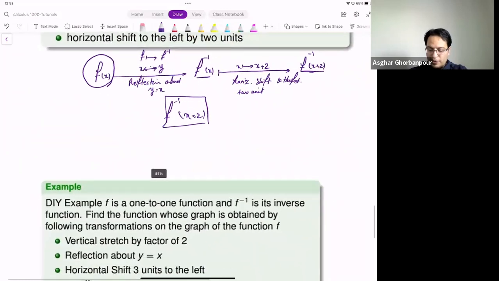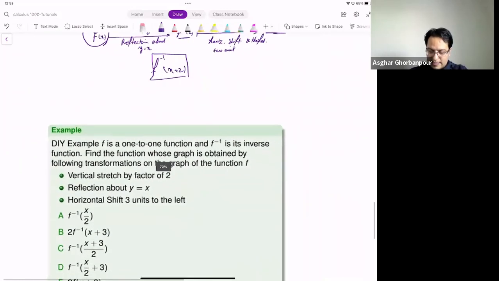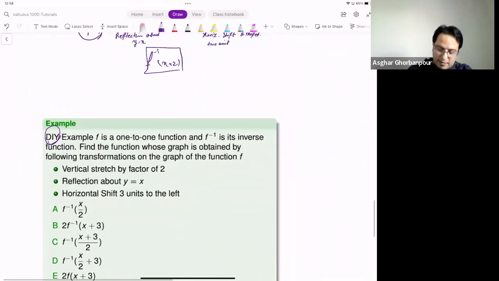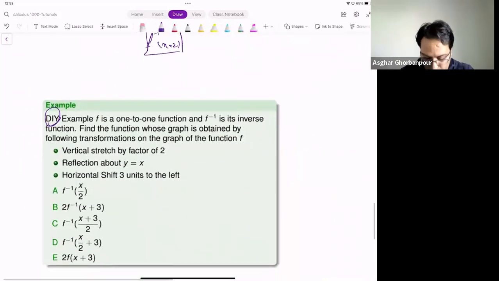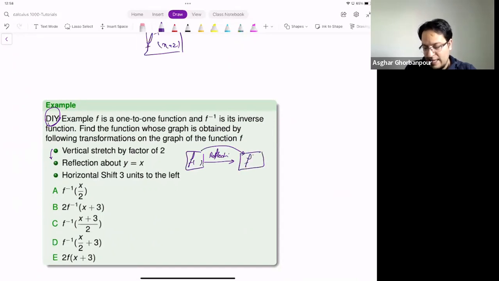I have an example for you to find. This is a nice example. It's a little bit trickier, but this is for you to do yourself. You just follow the steps. Just remember the reflection: whatever function you have here, you find its inverse. That will give you everything there. So to start with, whatever that is, you find the inverse of it.